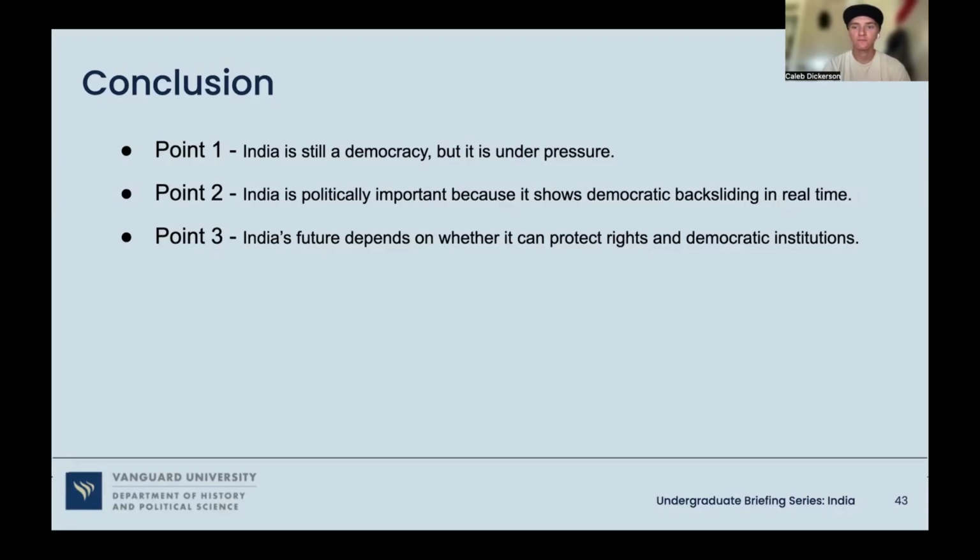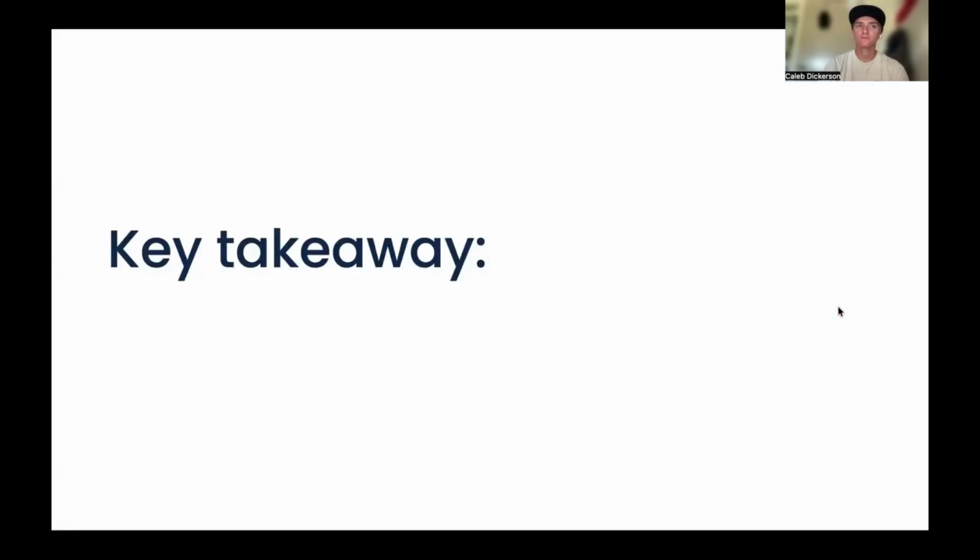So we'll go to the next slide. We're going to talk about the key takeaway. India still has the structure of a democracy. We're going to say it again and again, but it has a lot of pressure on its rights, its opposition, and its accountability. It shows that democracy is not just about elections, but about how power is actually used. So thank you guys. We're going to go over to our discussion now.